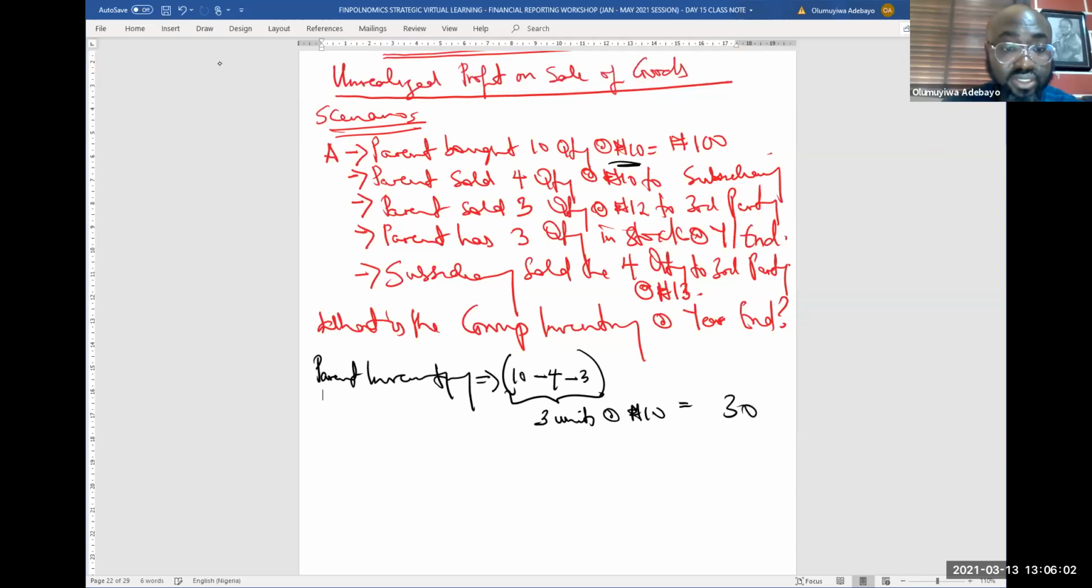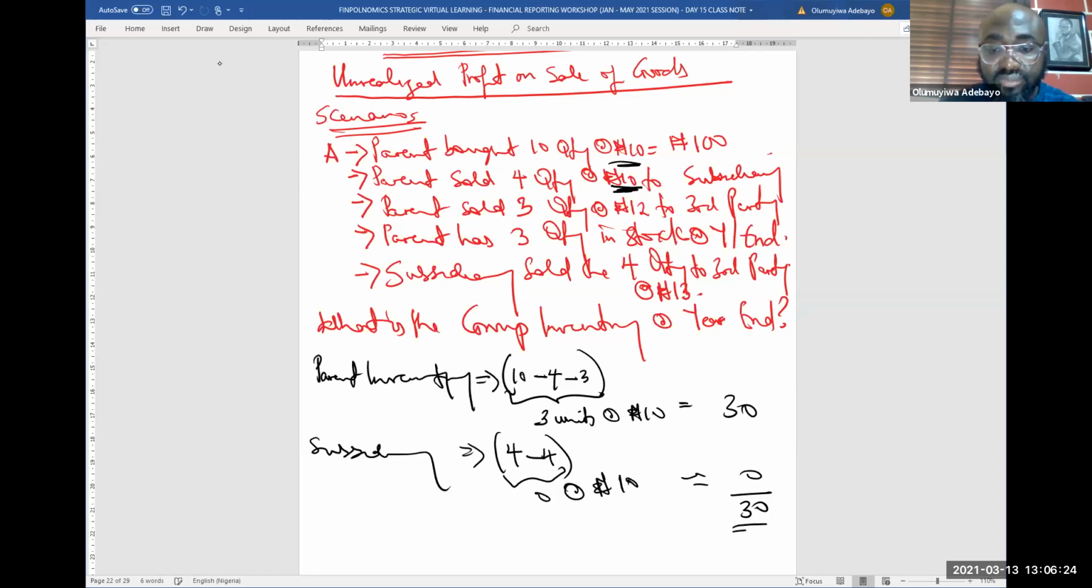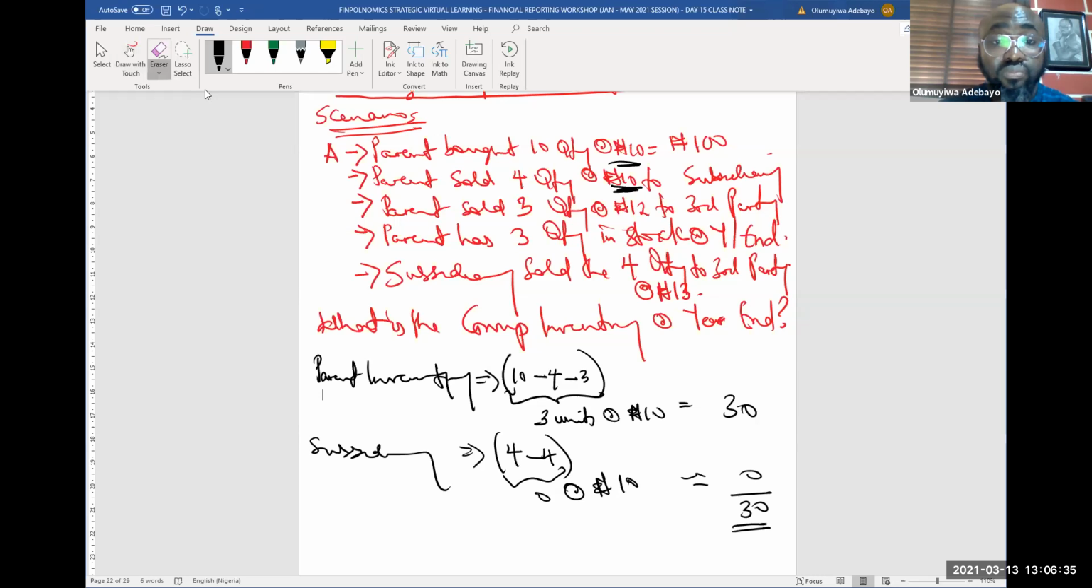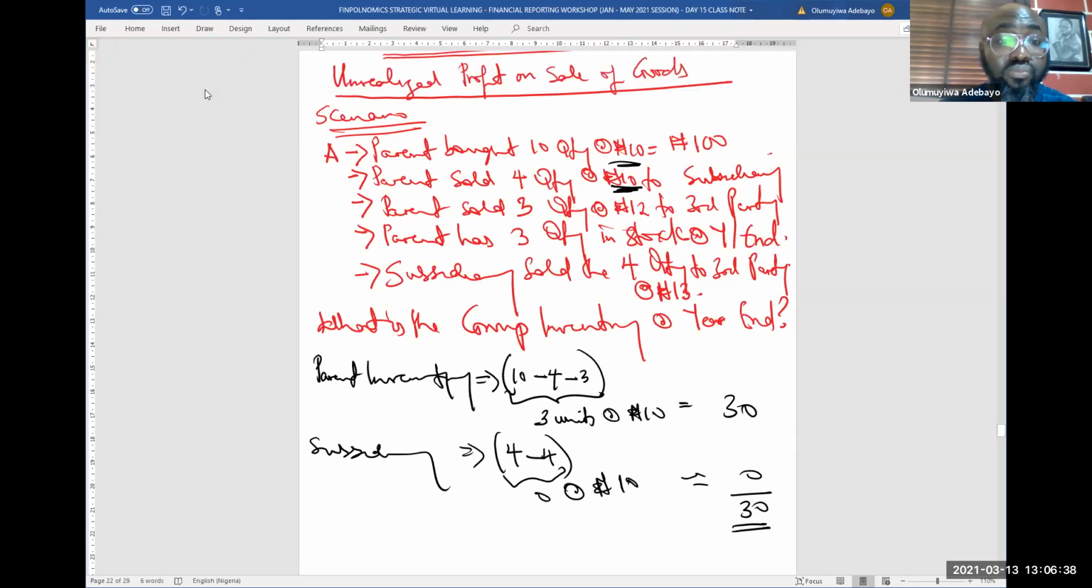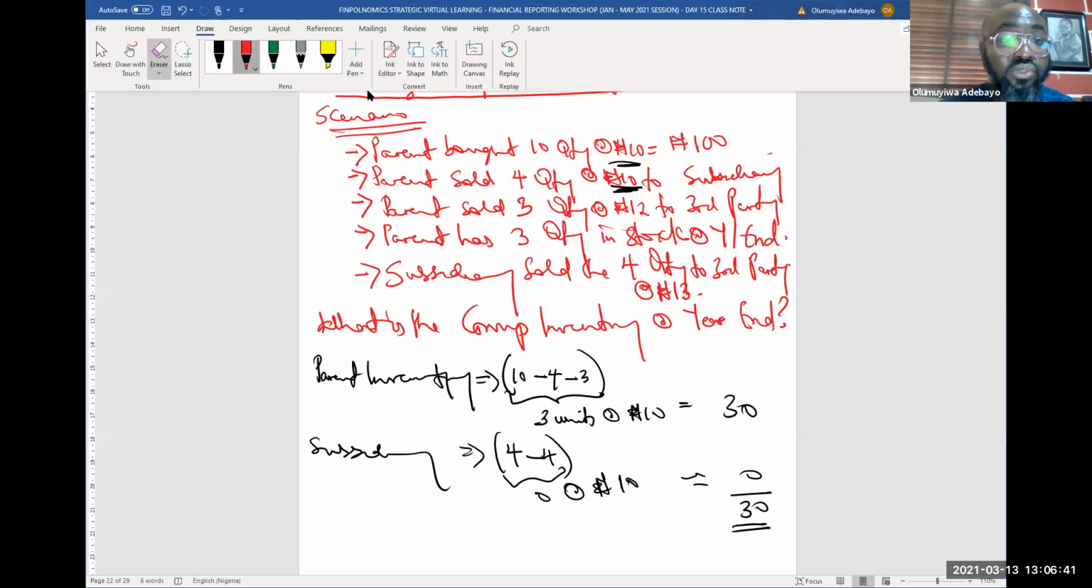Would give us 30. Now the subsidiary bought 4, sold 4. You understand? What is left is 0. At how much did he buy it for? The subsidiary bought it for what? For 10. 0 times anything is 0. That's how we got this 30, which is right. This is scenario A.